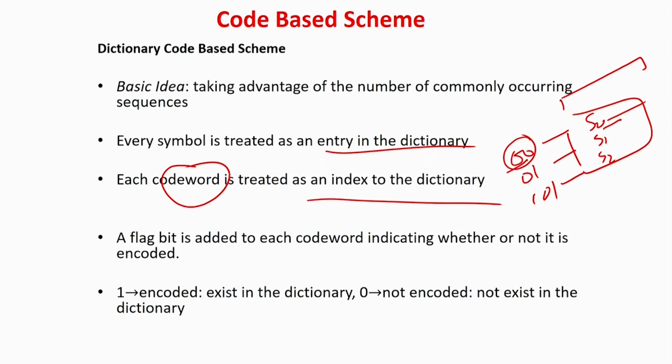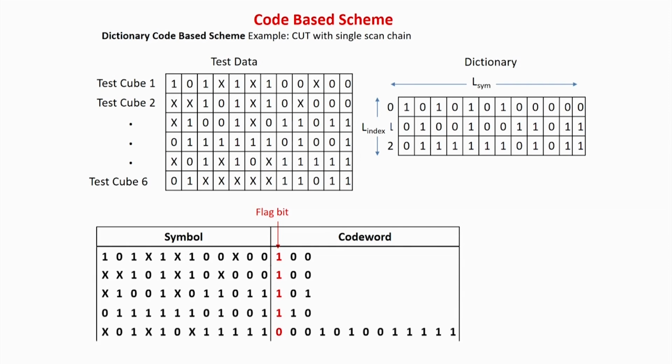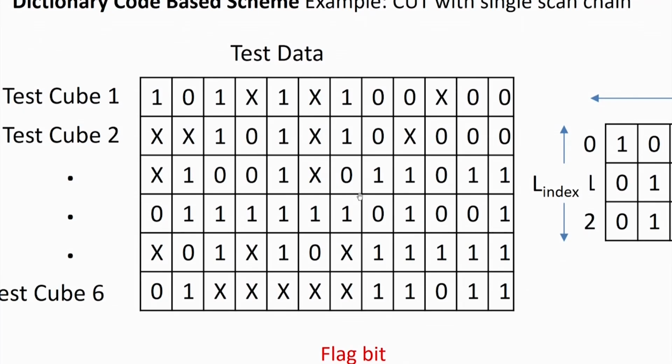Just like the motivation from select and Huffman coding, here also people use a flag. 1 means it is encoded, available in the dictionary. 0 means it is not encoded, not available in the dictionary, so you have to apply it directly. All these things are done to make the dictionary size reasonable. So there are some test patterns, as you can see. Let me zoom it for you. So these are your test patterns, and here we also take care of compatibility, unlike the previous method.